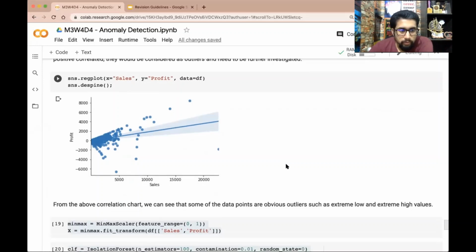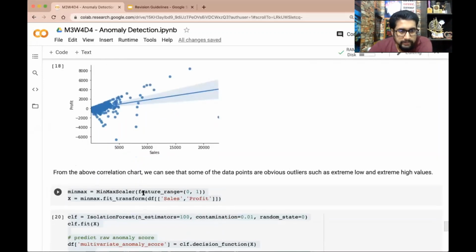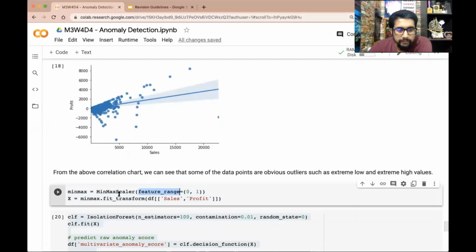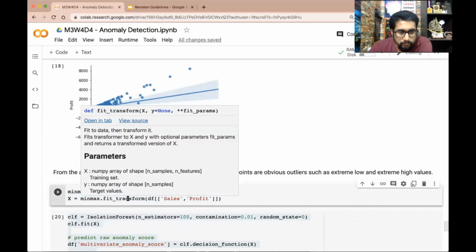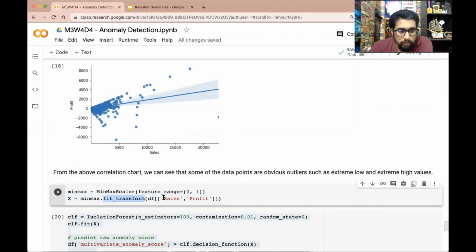Okay, so first I'm scaling it. Scaling the features, doing a dot fit transform and doing a min max transformation. Min max is nothing but it will convert all of the features to the range of 0 to 1. Why I'm doing this is because I need these two variables in the same ballpark range.